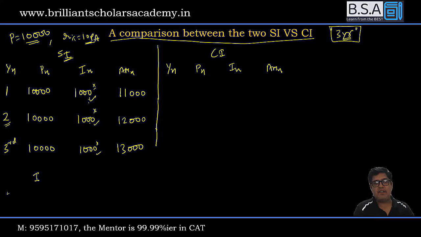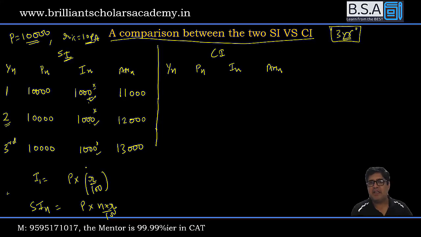Interest for the first year is principal into R upon 100. And this does not change. It keeps on going. 2 years, double. 3 years, triple. 5 years, 5 times. So interest for all years combined becomes P into N into R upon 100. This is what? 10%. So 10% plus 10% plus 10%.